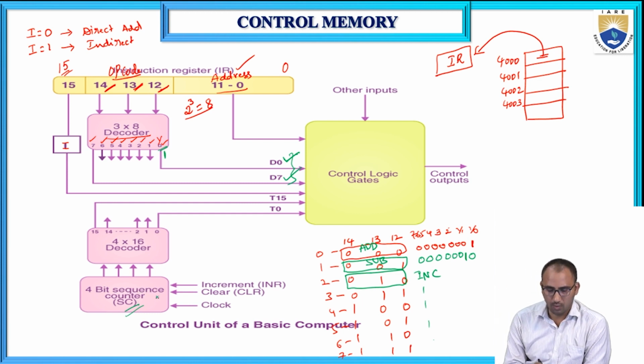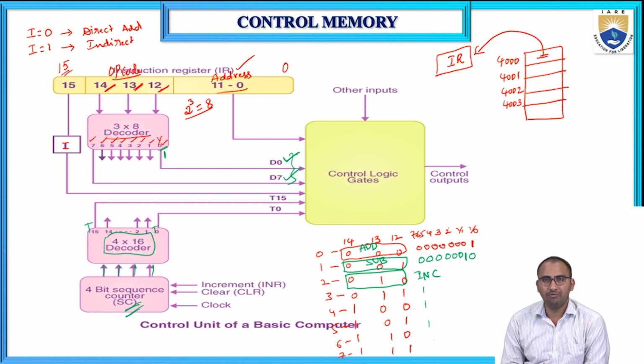So the 4-bit sequence counter. The outputs of the sequence counter are 4 bits: 1, 2, 3, 4. These 4 outputs we are giving to a 4 by 16 decoder. That 4 by 16 decoder generates 16 timing signals, represented as T0 to T15.